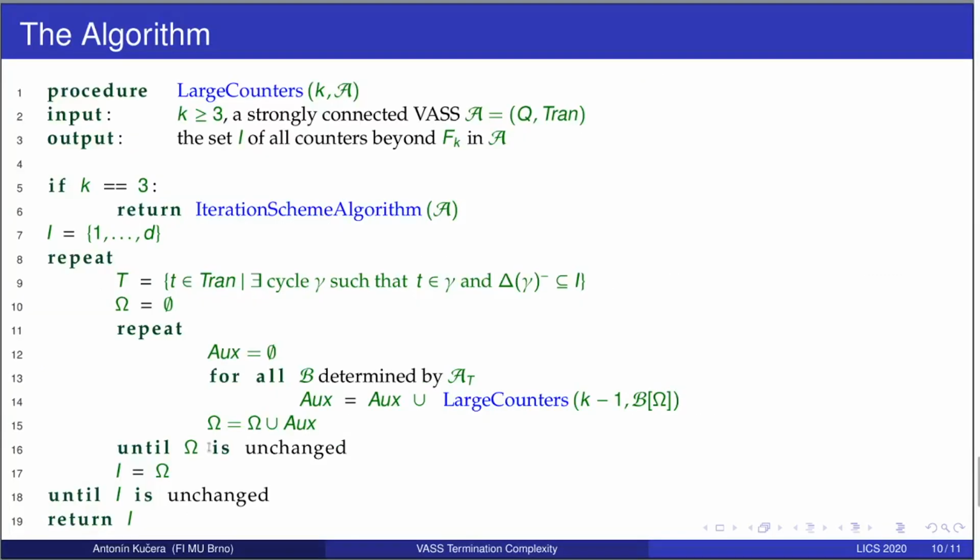Here's a full algorithm. It inputs a strongly connected demonic VASS A and k at least 3 and outputs the set of all counters beyond f_k in A. For all k's up to 3, we can apply the results of previous works, so our recursive procedure stops for k equals 3, and otherwise it performs the described fixed point computation, computing the maximal set of self-feeding counters.